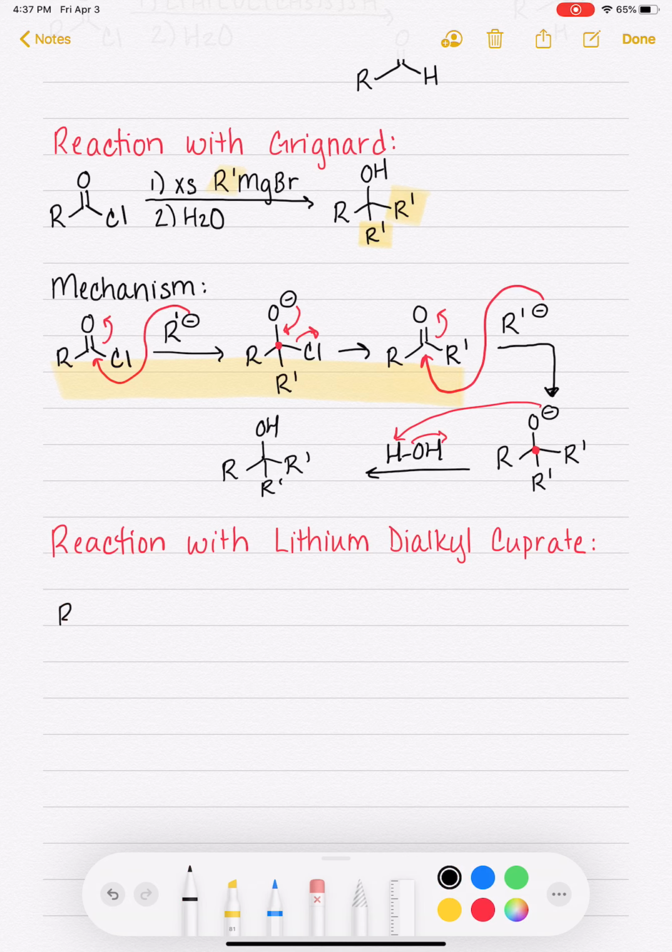So here we're going to take our acid chloride, and the reagent that we're using is a dialkyl. That's where that part comes from. So 2 R groups, and I'm going to make them R prime. A copper for the cuprate in the name, and a lithium. And this is just in one step. There isn't any kind of follow-up H2O. And this converts our acid chloride to an aldehyde by just pure magic.